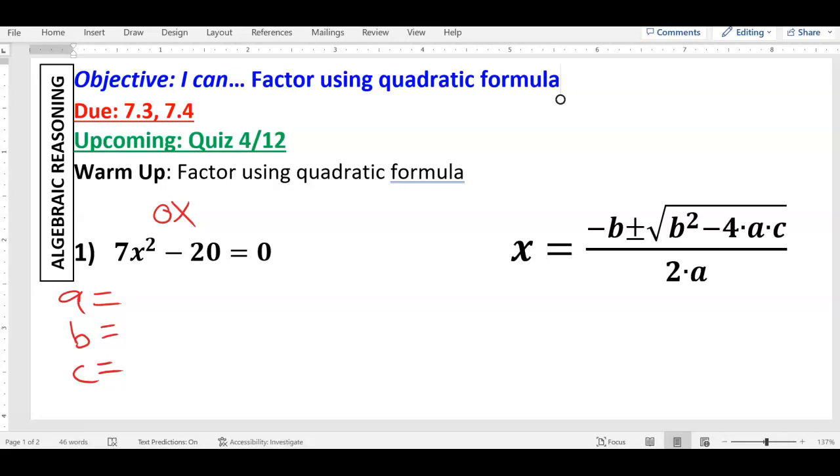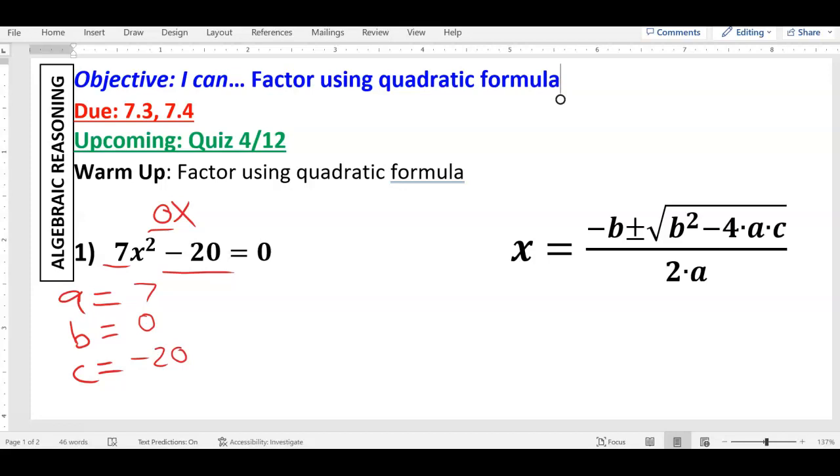So we have A, we have B, we have C. What's my A? 7. What's my B? 0. And what's my C value? Negative 20. Negative 20 is my C value. So I have A, I have B, and I have C.